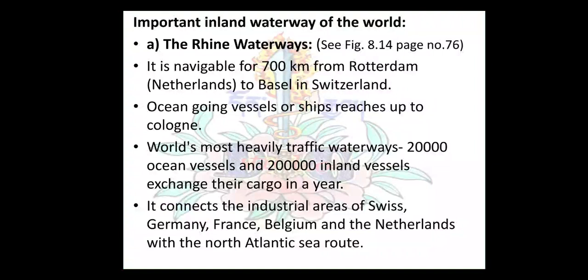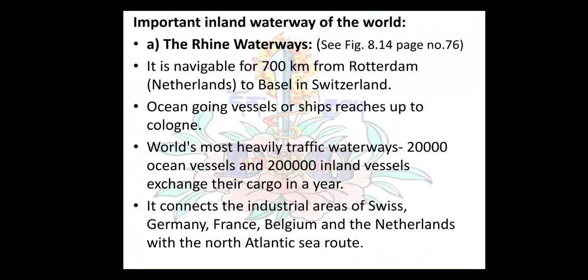We already know what is meant by inland waterway. Inland waterways means water bodies such as lakes and rivers that are located inside the lands. If we navigate on these water bodies, we can say inland waterways. So from inland waterways we are going to discuss only one, the most important inland waterway, that is the Rhine waterway.